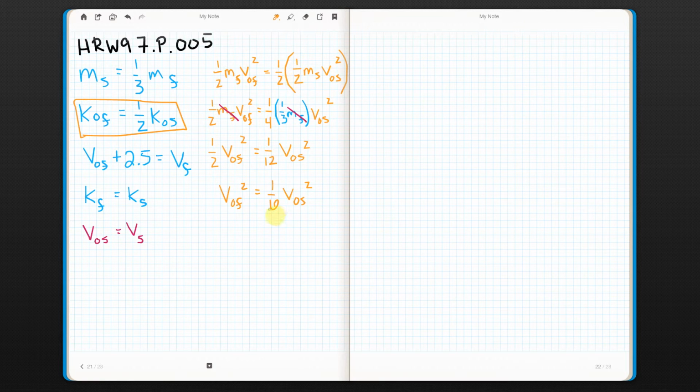I have one equation and two unknowns. I want the initial velocity of the father, and I want the initial velocity of the son. That's what the problem asks for in the end. I need another equation, hopefully one with both of those in there. So let's look at this one.